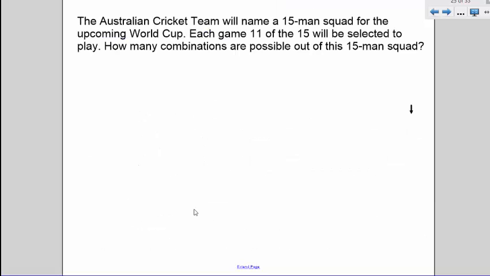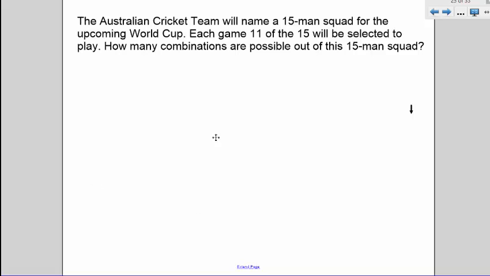Let's think about the upcoming World Cup cricket team. Now, we'll forget for a moment that the selectors need to choose different numbers of batsmen and bowlers. Let's just pretend that they can choose any 11 from the squad of 15 that they have named. How many different teams of 11 can they create? Let's forget about the 12th man for now too.